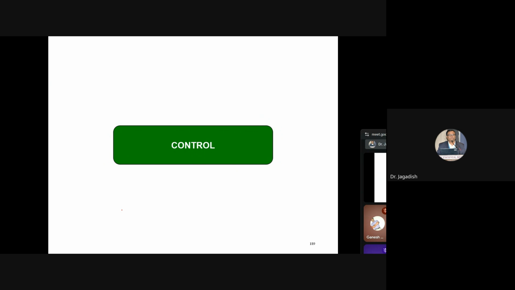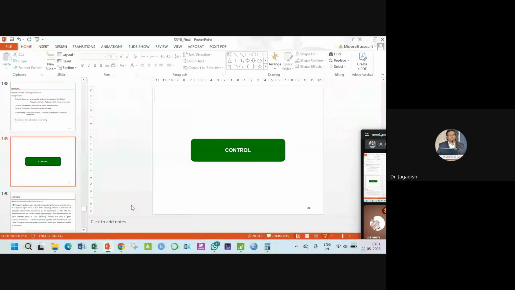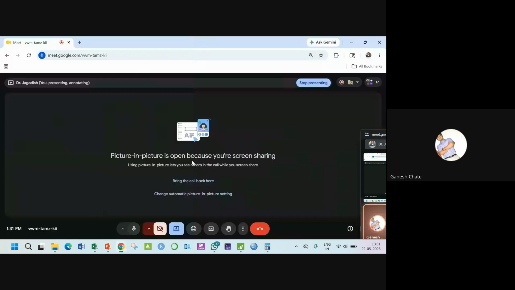So this is all about the improve phase. Then we will see the control phase after lunch. Any questions up to here? And this is the last phase of the Six Sigma Yellow Belt journey. Any questions, participants?